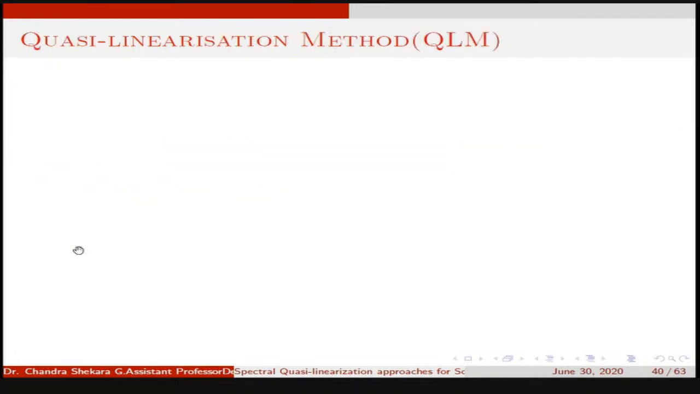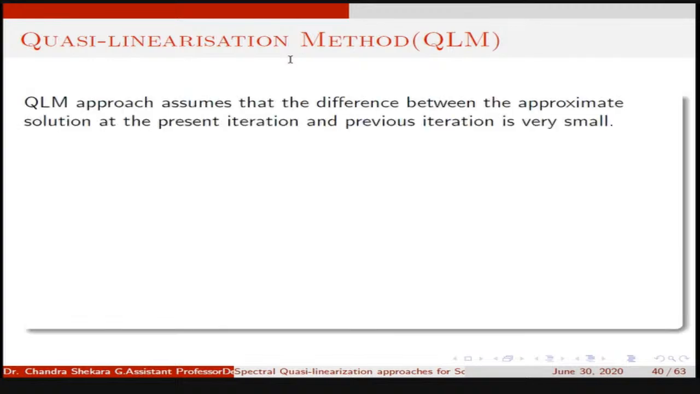To solve this nonlinear differential equation, first we must reduce it to linear form. How do we reduce this equation to linear form? We use a method called the quasilinearization method. How do we apply quasilinearization? It is a simple procedure derived from Newton's method and Taylor series expansion. This approach assumes that the difference between the approximate solution at the present iteration and the previous iteration is very small. Suppose y_r is the solution at the previous iteration and y_{r+1} is the solution at the present iteration. Then the absolute difference is very small.